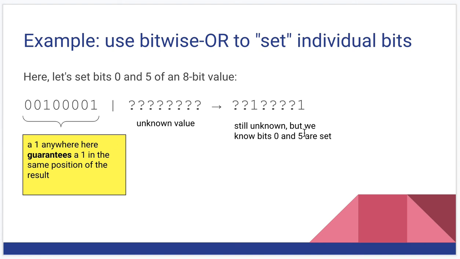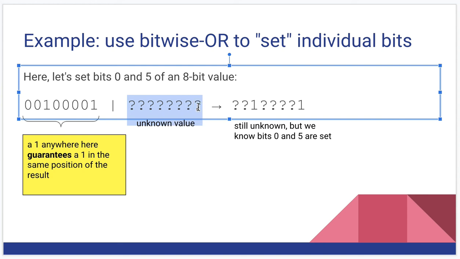A useful thing we can do with a bitwise OR is to set individual bits of a value. So let's say I have some unknown 8-bit value, and this would happen in a program that we're working on. We have some unknown 8-bit value, and we want to ensure, for example, that bits 0 and 5 get set to 1.